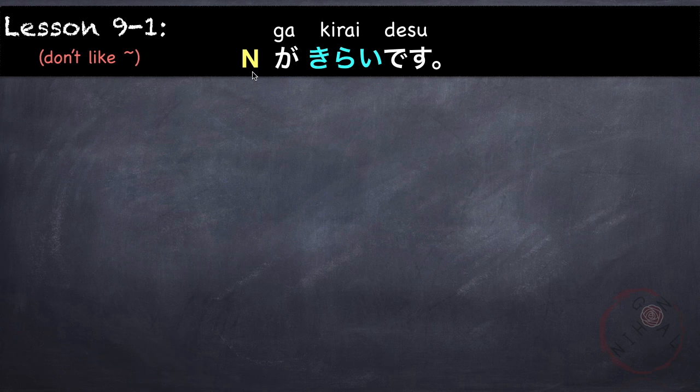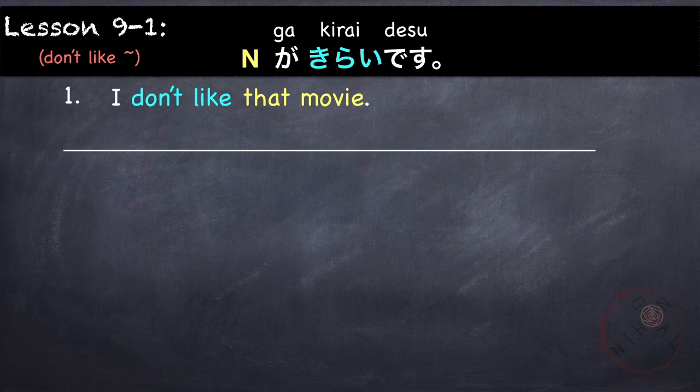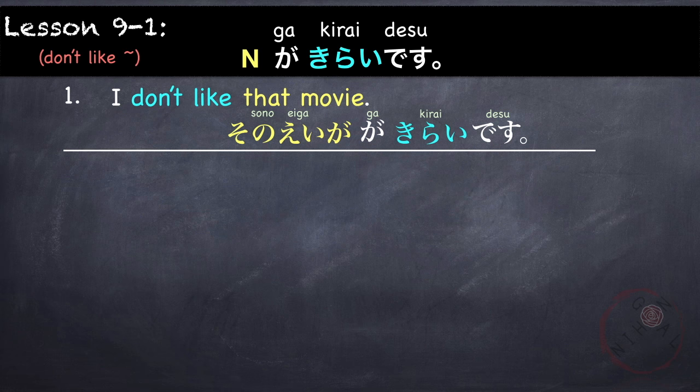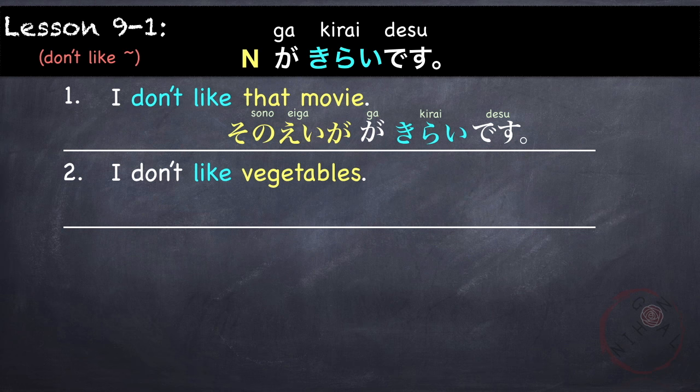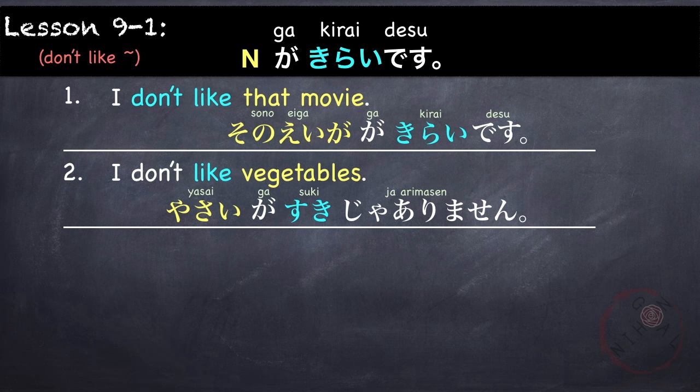The pattern is N が嫌いです。嫌い is also a na adjective. For example, I don't like that movie. That movie is その映画, followed by particle が, don't like 嫌いです。その映画が嫌いです。I don't like vegetables. Vegetables is 野菜, followed by the particle が, don't like 好きじゃありません。You can also use the negative form of 好き, which is adding じゃありません。野菜が好きじゃありません。Using 好きじゃありません is less intense than 嫌い。Kirai is more like hate.